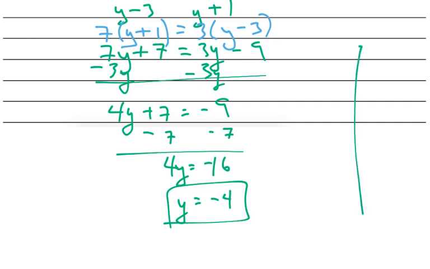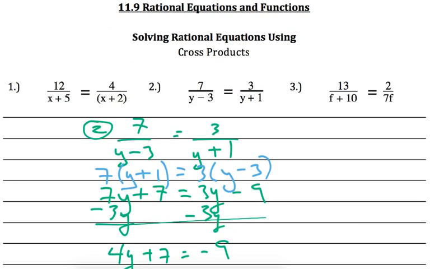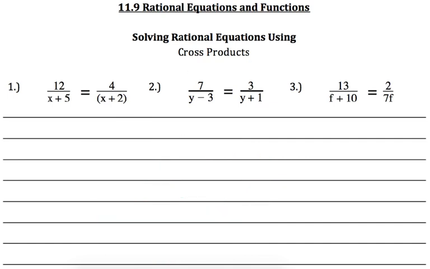Now this one we can check. Whoops, sorry about that. If I plug negative 4 in up here, I will get 7 over negative 4 minus 3, so 7 over negative 7 ends up just becoming negative 1. And then if I plug negative 4 over here on the right, negative 4 plus 1 is negative 3. And then 3 over negative 3 also gives you negative 1. So not too bad checking that one. There were no fractions involved.